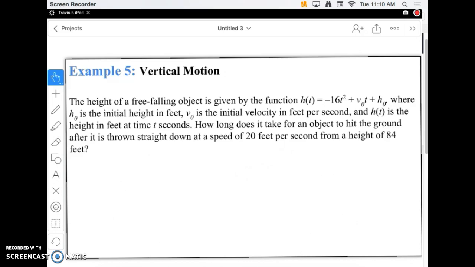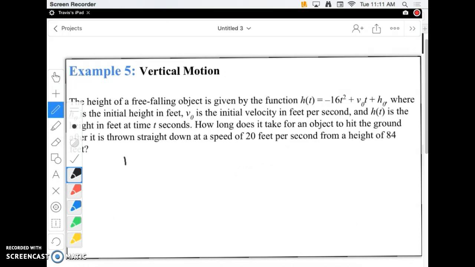Okay, last problem here. Dealing with vertical motion. The height of a free-falling object is given by the function h of t is equal to negative 16t squared plus an initial velocity times t plus an initial height. Initial velocity is in feet per second, height is in feet, and h of t is in height in feet at time t seconds. How long does it take an object to hit the ground after it is thrown straight down at a speed of 20 feet per second from a height of 84 feet?